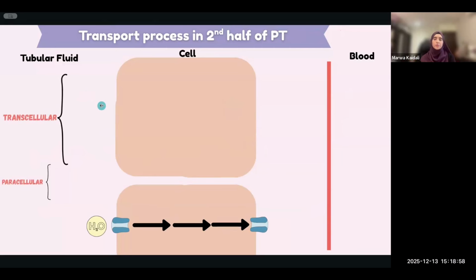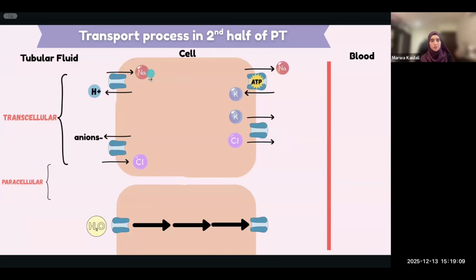We're going to have two pathways through which this happens. The first one is the transcellular pathway, and the second one is the paracellular pathway. Okay, now starting with the transcellular pathway, the channels we're going to see are the sodium H plus antiporter and the chloride anion antiporter. Now I know we mentioned this transporter earlier for bicarbonate reabsorption, but right now we're going to be talking about chloride. So do not mix them up. Okay, so here in the second half of the proximal tubule, we're talking about chloride.